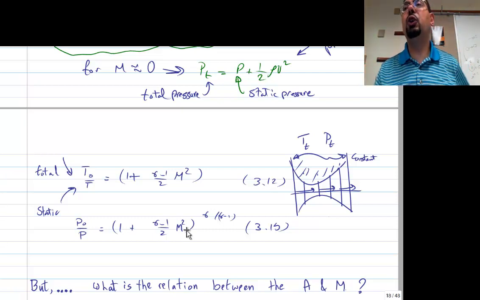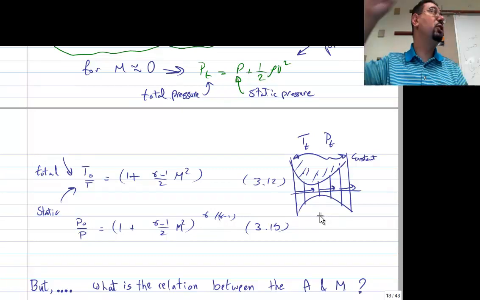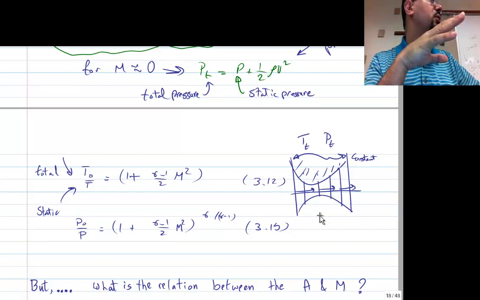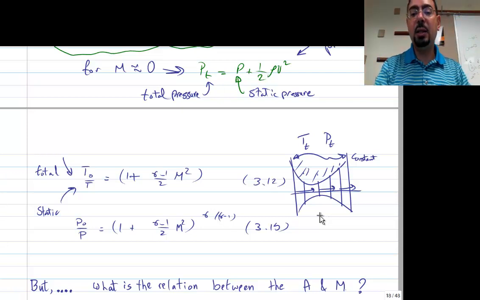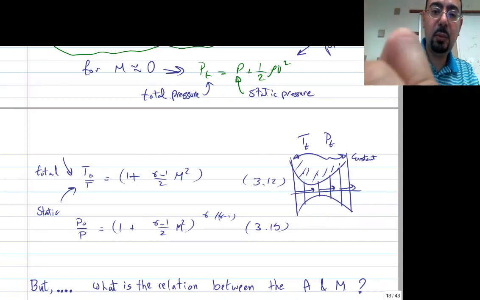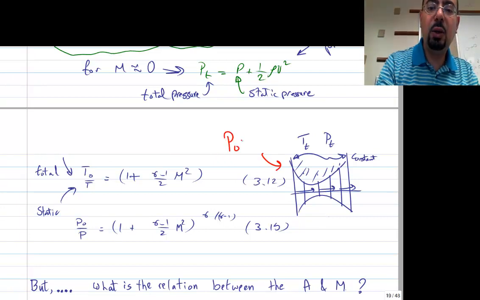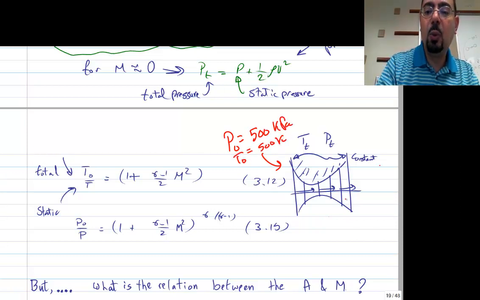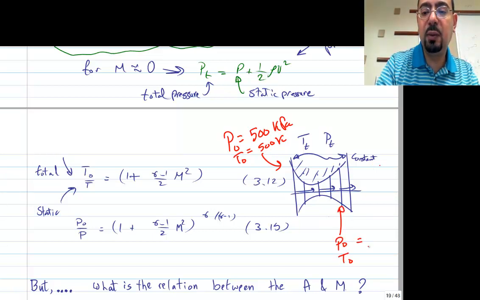So before I continue and I show you how the area controls pressure, temperature, and Mach number, let me ask you, if I have this rocket engine nozzle, and that nozzle, that's a converging-diverging nozzle, can be assumed isentropic. And I start with P naught over here, say 100, let's call it 500 kilopascal, and T naught, say 500 Kelvin. What would be P naught and T naught here, just before we leave?